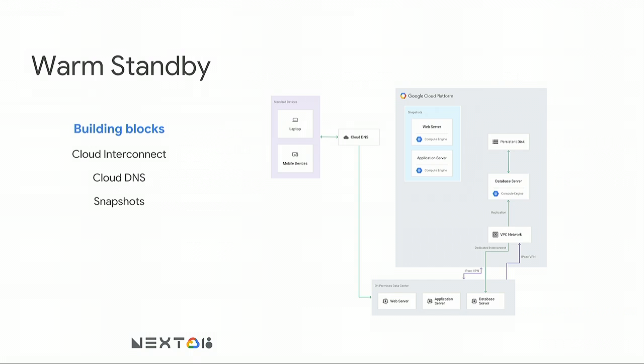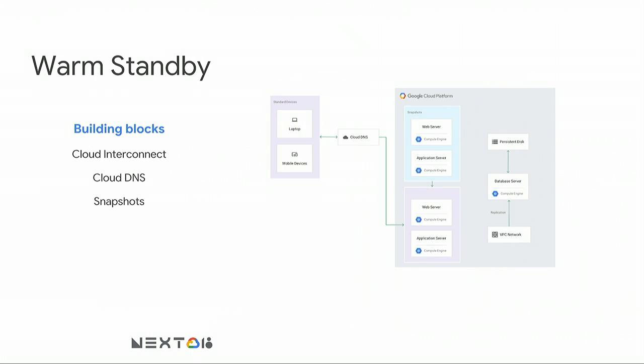Here we have a warm standby setup. You're running production out of your data center. You'll notice that we're actually replicating data to a database on GCP. That instance is quite small. It's just sized to run the minimal to take the replicated data.